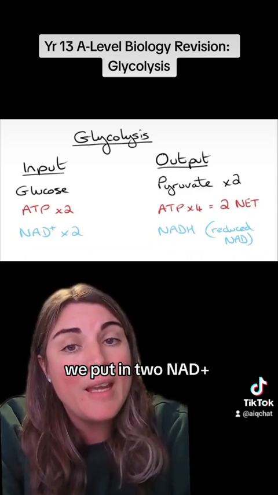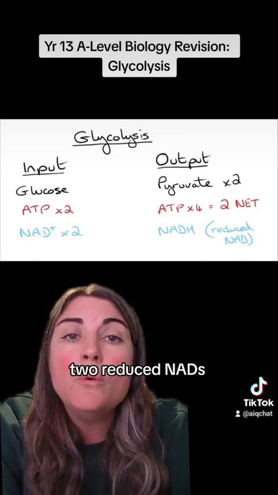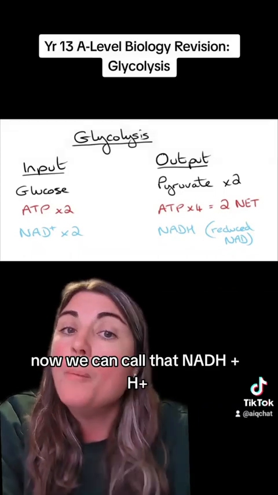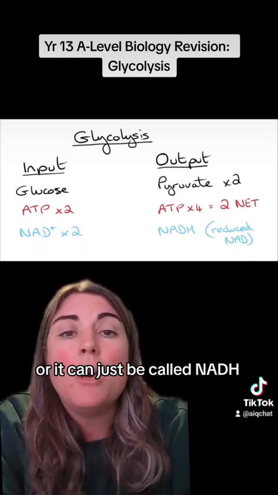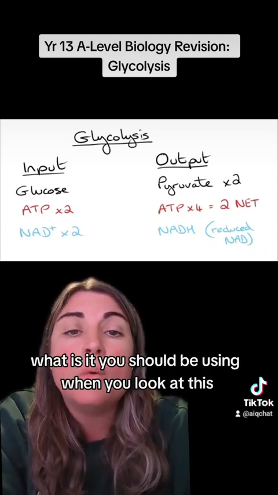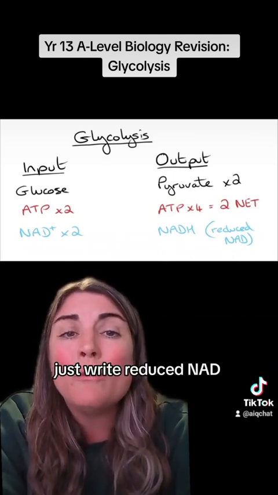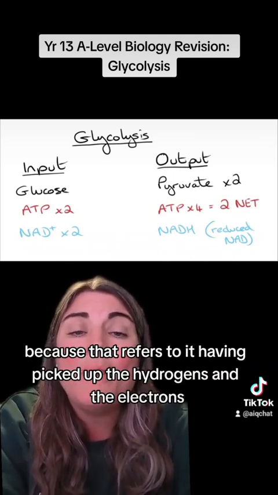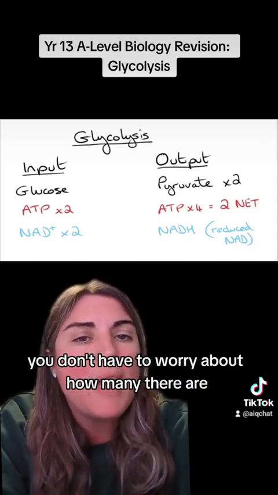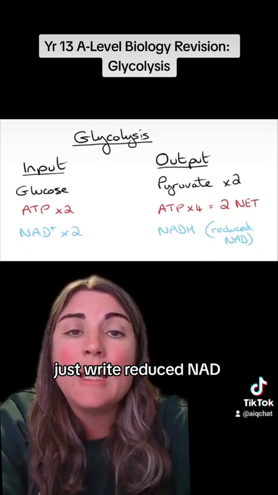We put in 2 NAD plus at the start, and we got out 2 reduced NADs. Now, we can call that NADH plus H plus, or it can just be called NADH. So it really depends on your exam board what it is that you should be using. But I always tell my students, if you're not sure, just write reduced NAD, because that refers to it having picked up the hydrogens and the electrons. So you don't have to worry about how many there are. If you are writing it, just write reduced NAD.